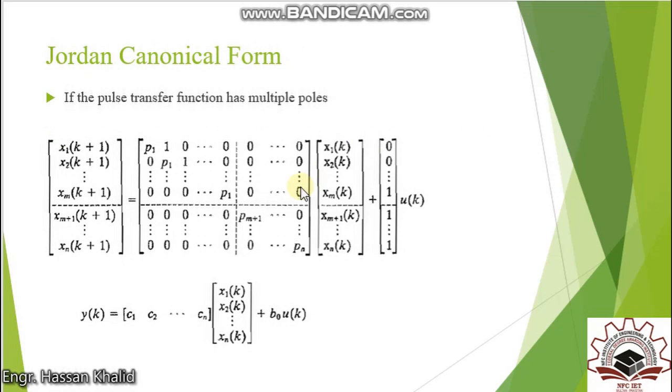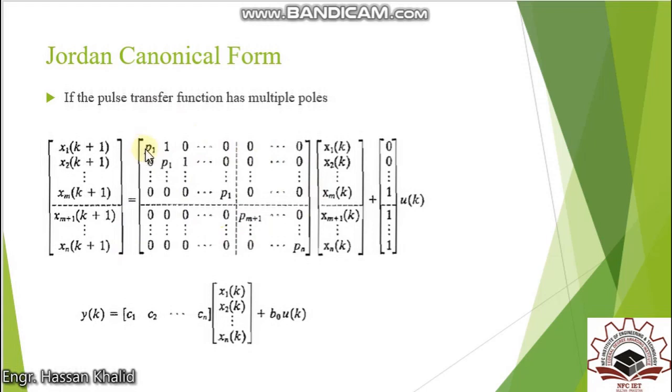Now what is Jordan canonical form? If you have a pulse transfer function with multiple poles, that means the values of the poles are repeated, then you will be able to form the structure in the same way as it is formed over here. Now suppose that you have a pole P that is equal to 1, and the number of poles with the same value is 3. So what will you do?